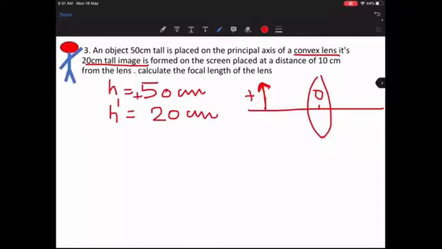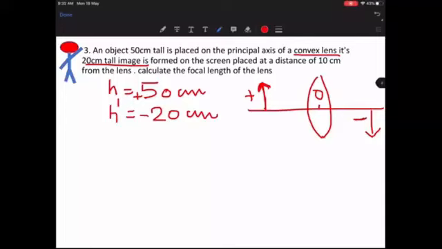Now look at the height of the image. In this case, the value is given as 20 centimeter. But now ask yourself, is it going to be positive or is it going to be negative? Then you have to recall the ray diagram of the convex lens. In the ray diagram of convex lens, almost every position, wherever we place our object, what kind of an image do we get? We always get an inverted image. So in a convex lens, we will get an inverted image, which means the height of this image has to be negative 20 and not positive 20.